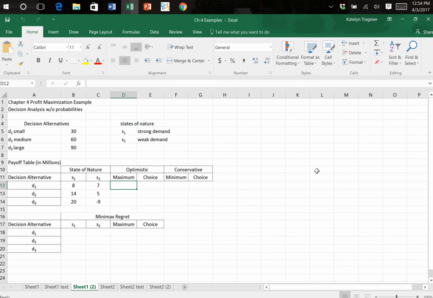Here we're going to take a look at the PDC profit maximization example in Chapter 4 of our book. In this example, we're told that we're building a condo complex with 3 decision alternatives. We can either build a small complex with 30 units, that's represented with D1. D2 is a medium-sized complex with 60 units, and D3 is a large complex with 90 units.